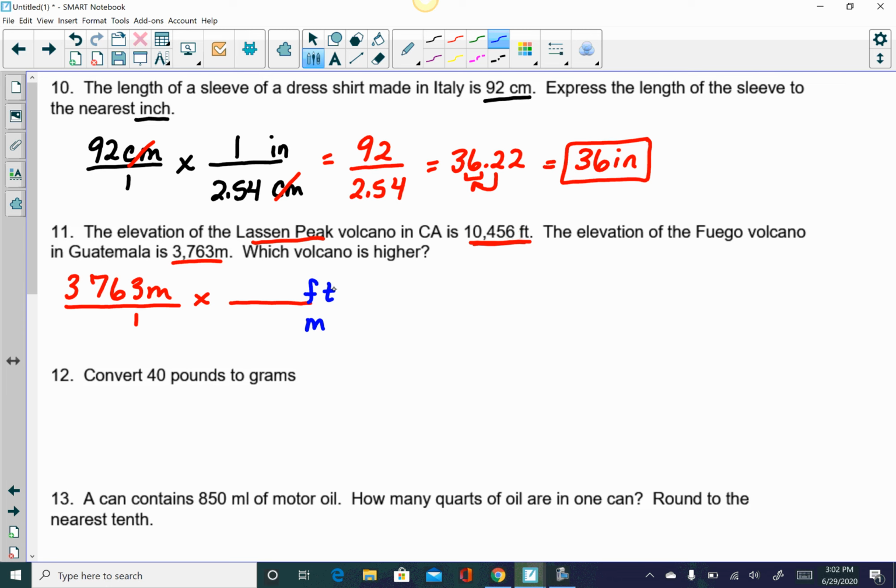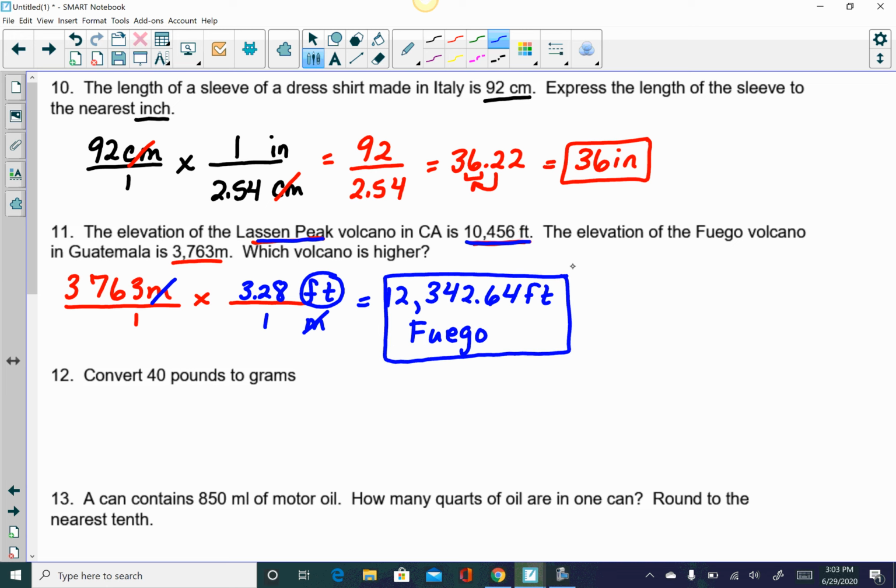So there are 3.28 feet, and the 3.28 is associated with the feet. Feet are up top, so the 3.28 is up top with the feet in 1 meter. Meters cancel out. I can stop because I'm at my feet now. I multiply straight across, and you should get 12,342.64 feet. So this is Fuego here. And then we know that Lassen Peak is over 10,000 feet, but if Fuego's over 12,000 feet, then clearly Fuego is taller. So that would be the final answer there, okay?